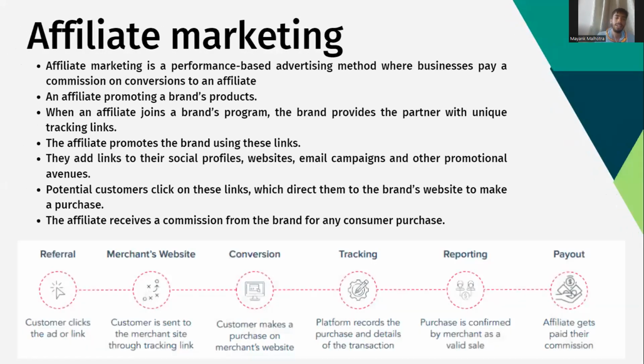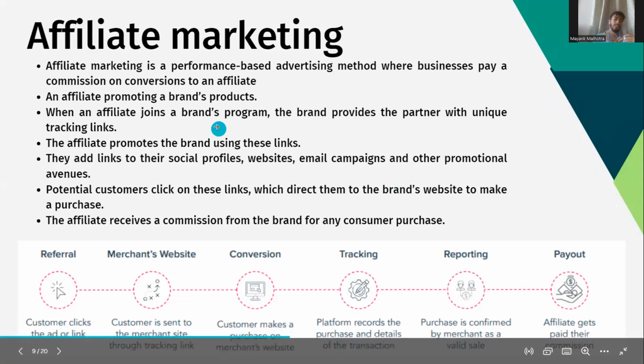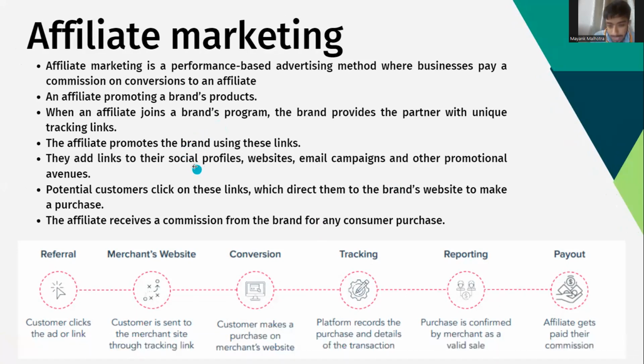Coming to affiliate marketing, it is a performance-based advertising method where businesses pay a commission for a conversion to an affiliate, who promotes a brand's products. When an affiliate joins a brand's program, the brand provides a unique tracking link or a reference code. The affiliate promotes the brand using these links or codes. They add these links to social media, websites, platforms, and email. Potential customers click on these links, which direct them to the brand's website to make a purchase. The affiliate receives a commission from the brand for any consumer purchase.